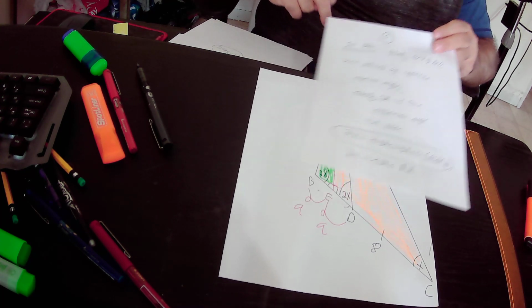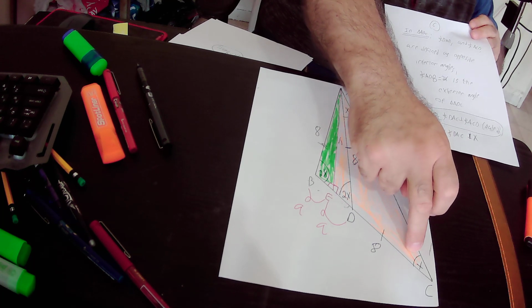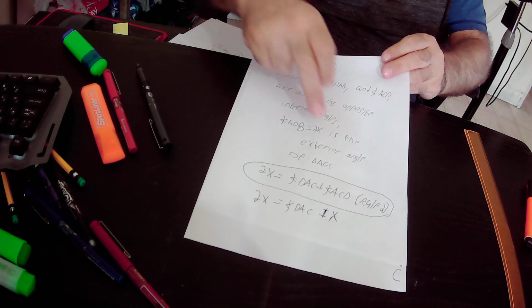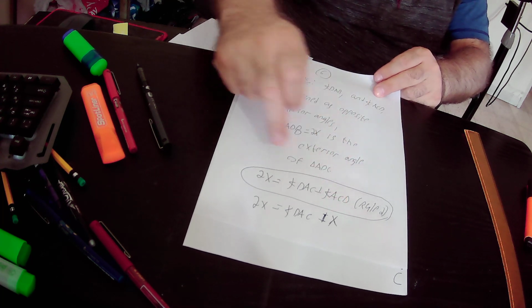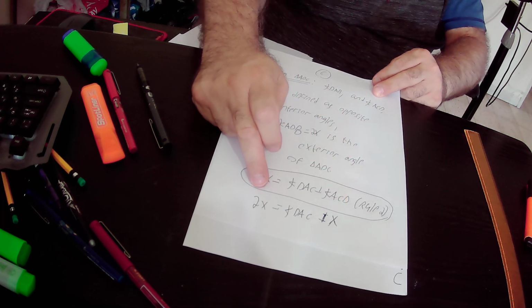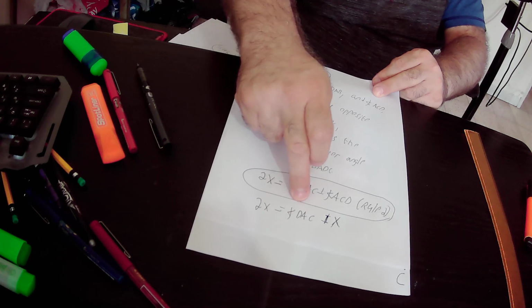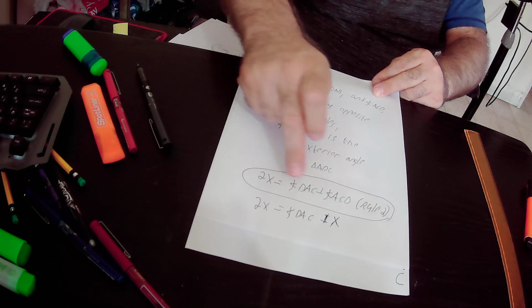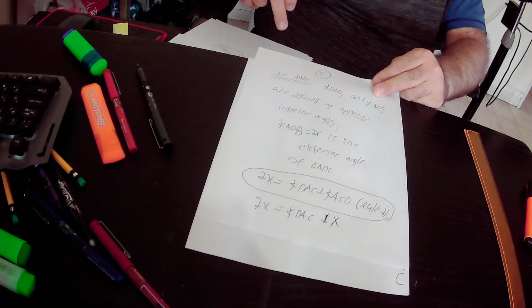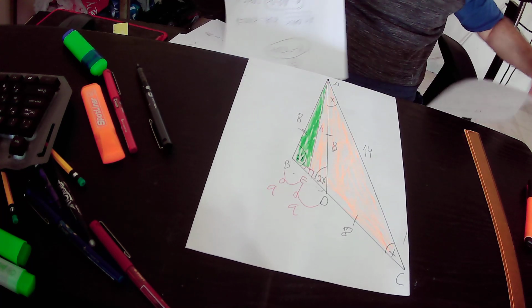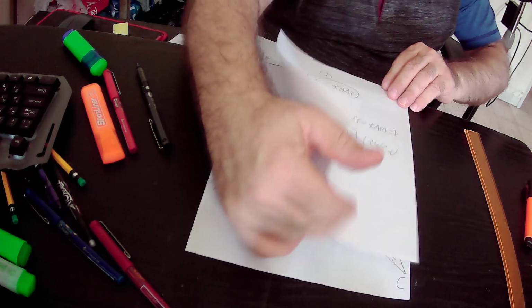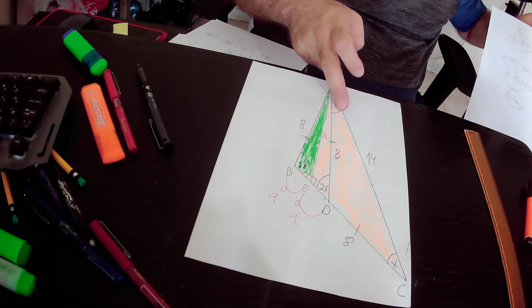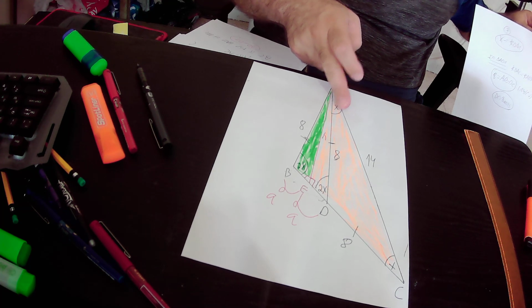Okay, but we know that angle ACD equals x. It is given to us in the question. Angle ACD equals x, so we can substitute angle ACD by x, and we get the equality that states 2x equals angle DAC plus x. From this equality we subtract x, and we get that angle DAC equals x. This angle, angle DAC, equals x.